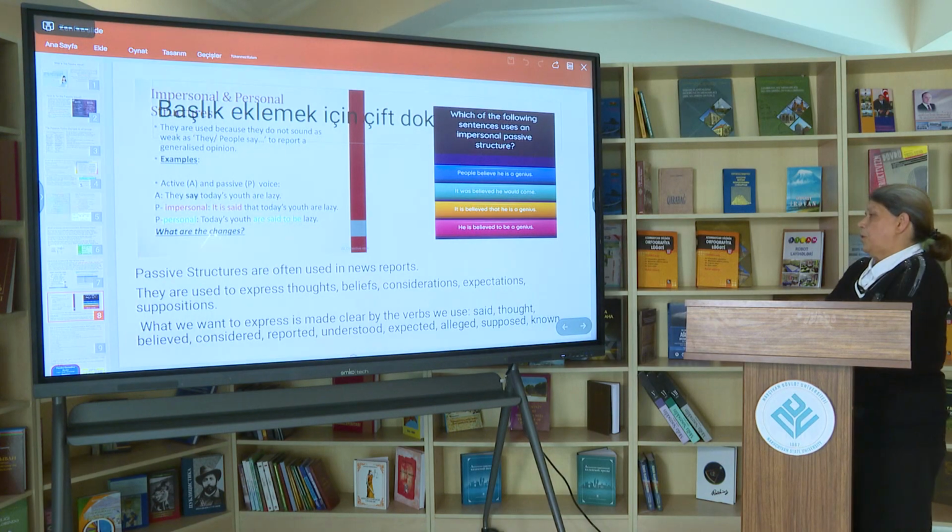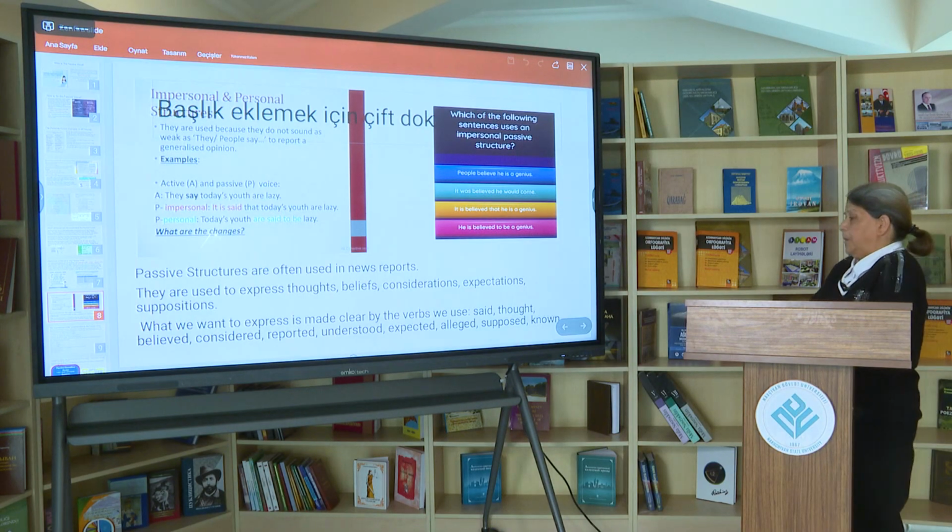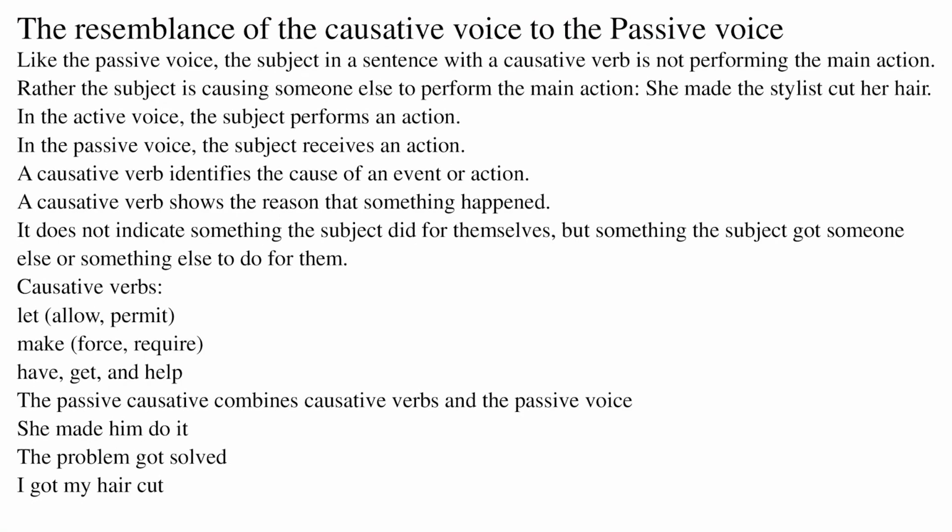Passive structures are often used in news reports. They are used to express thoughts, beliefs, considerations, expectations, and suppositions. What we want to express is made clear by the words we use: thought, said, believed, considered, reported, understood, and so on.